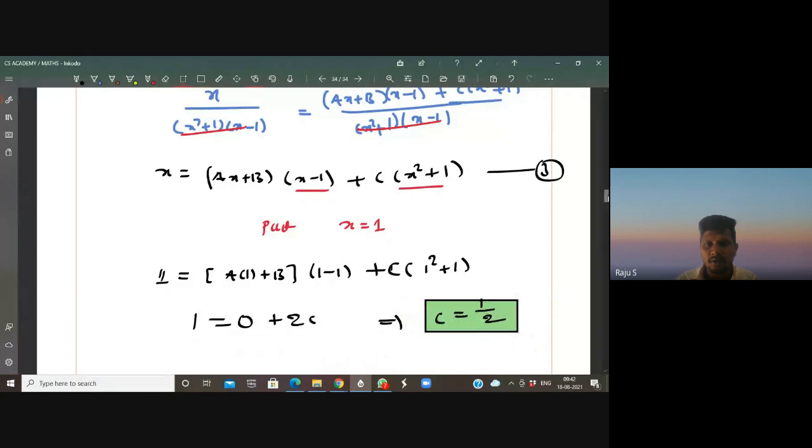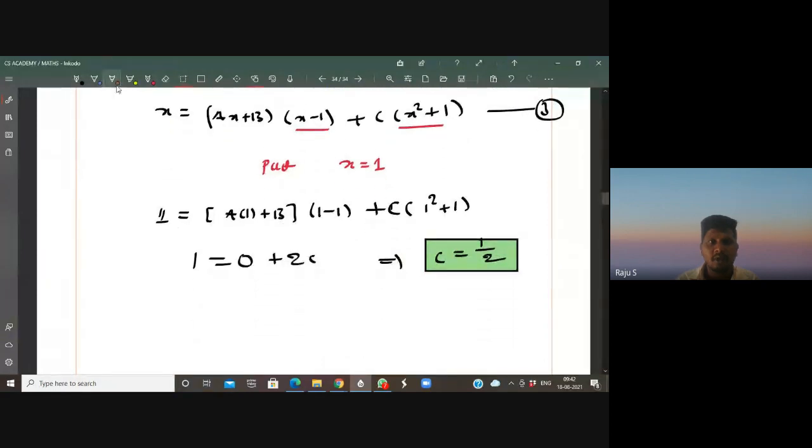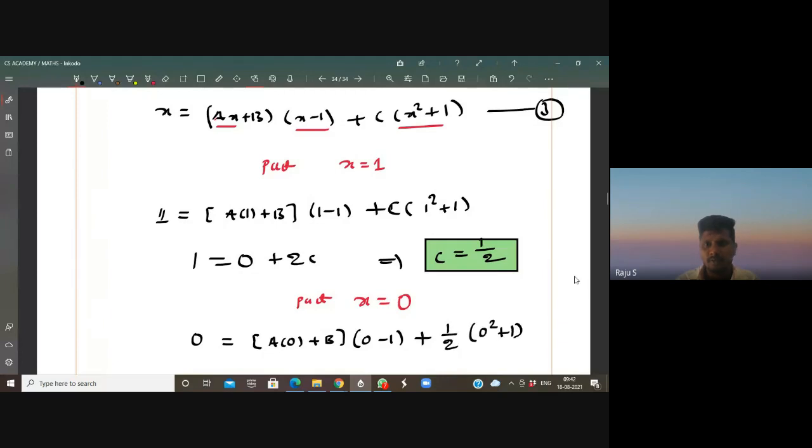After getting the c value, I want to find the b value. To find the b value, what value do you want to substitute? Already we got the c value; in place of c you can replace 1/2. I want to make the a value 0. How can you make a value 0? x = 0. So 0 = a(0) + b(0 - 1) + c(0² + 1). Already we got c = 1/2, you can replace the c value.